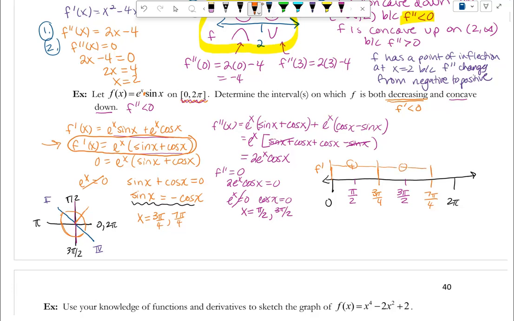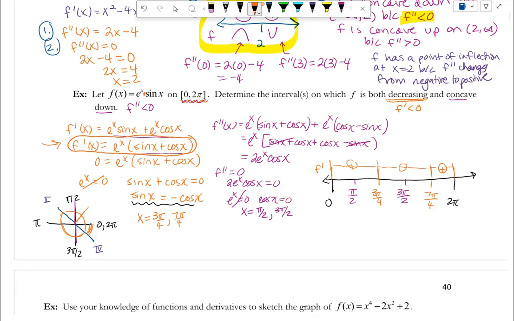And then finally, from 7 pi over 4 to 2 pi, so this part of the unit circle right here, when I test that, I'll notice that I'm going to get a positive derivative again, because I know e to the power of x is always positive, and even though sine is negative, cosine is positive. And if I think about my triangles, my horizontal leg of my triangle is longer than my vertical leg, meaning the absolute value of cosine is greater than the absolute value of sine. So from 7 pi over 4 to 2 pi, we have a positive first derivative again.